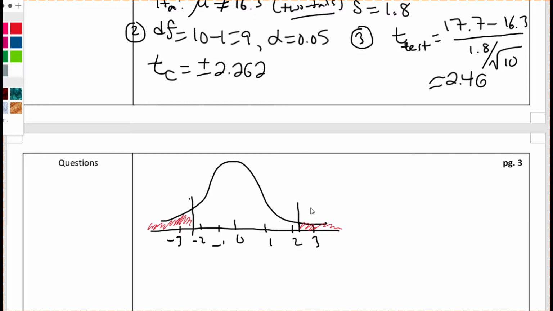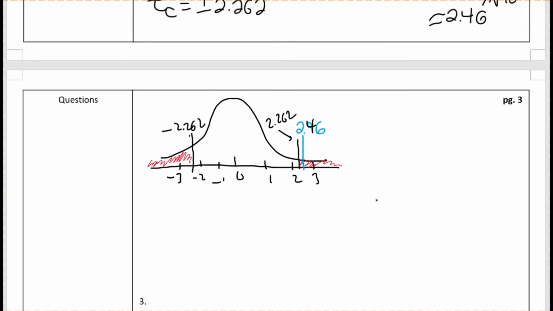So 2.46 is over here. And this right here is our 2.262, and this is our negative 2.262. So clearly we can tell that we're in our rejection region. That's a four right there. So therefore, we reject. Okay, so step 4 in our decision-making process is to reject.